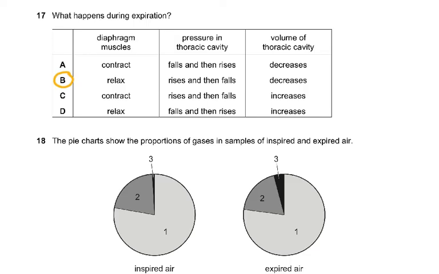So when it relaxes, pressure in the thoracic cavity rises and then falls, and the volume of the thoracic cavity decreases. Initially the pressure was more, but as the volume decreases, the pressure will increase, and then air will be exhaled out.